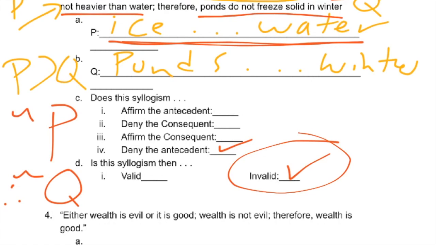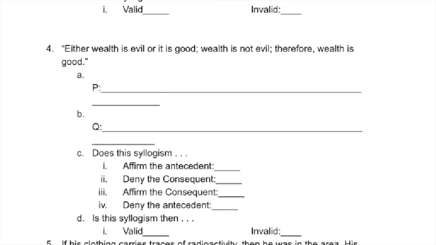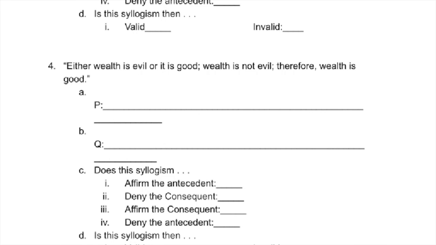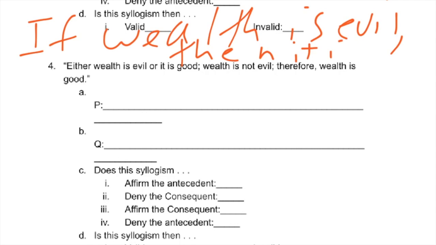Let's go on to number 4. Either wealth is evil or it is good. Wealth is not evil, therefore wealth is good. It looks like we'll have to rework this into a hypothetical syllogism. So if wealth is evil, then it is not good.